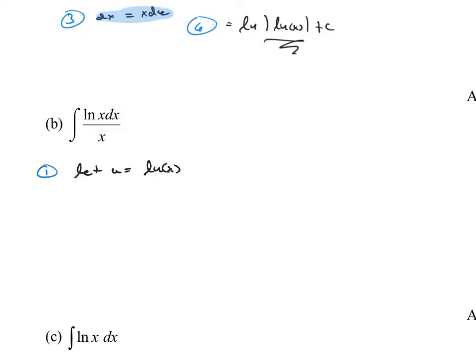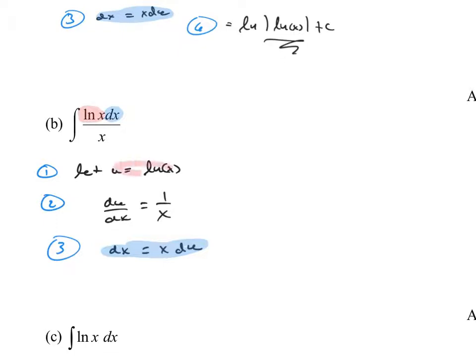And then step 2, again, find the derivative. So du dx, in this case, would be 1 over x, because the derivative of natural log of x is 1 over x. Again, step 3 would be solve for dx, and that would be x du when you multiply both sides by x and dx. We're going to substitute in for dx, and we're going to substitute in for u.